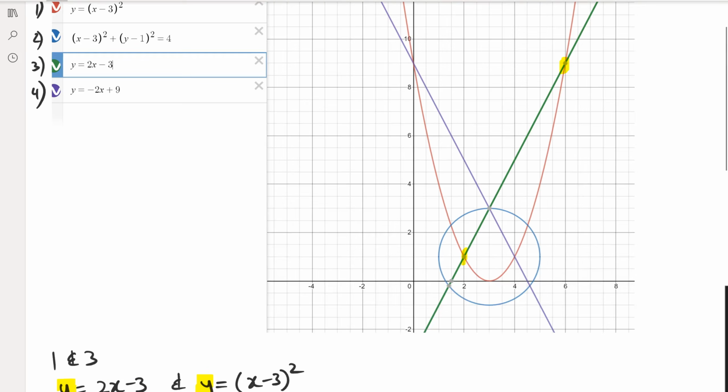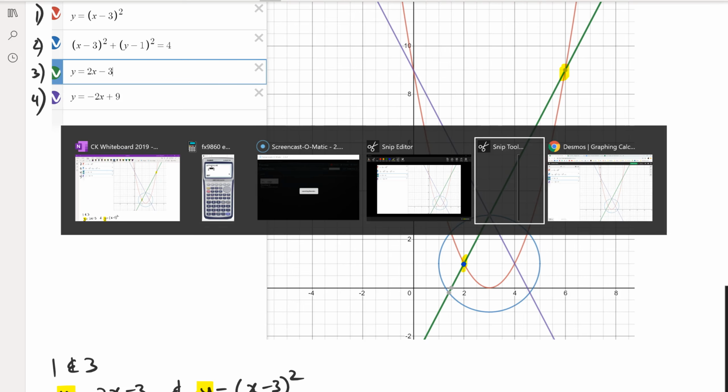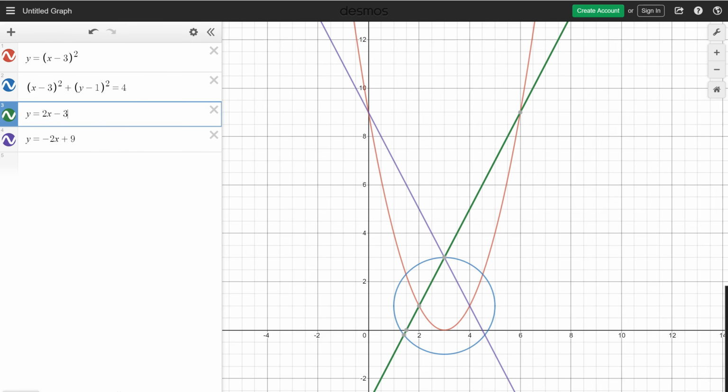So if you guys go back and have a look at the 2 yellow dots there, you can see that it's actually at that point right there. I'll show you guys in Desmos itself so you can have a look. So that's the first point there, which is (2, 1). And that's the second point there, which is (6, 9). Okay? So you guys should be able to do that. That's going to be a nice standard parabola and straight line matching.